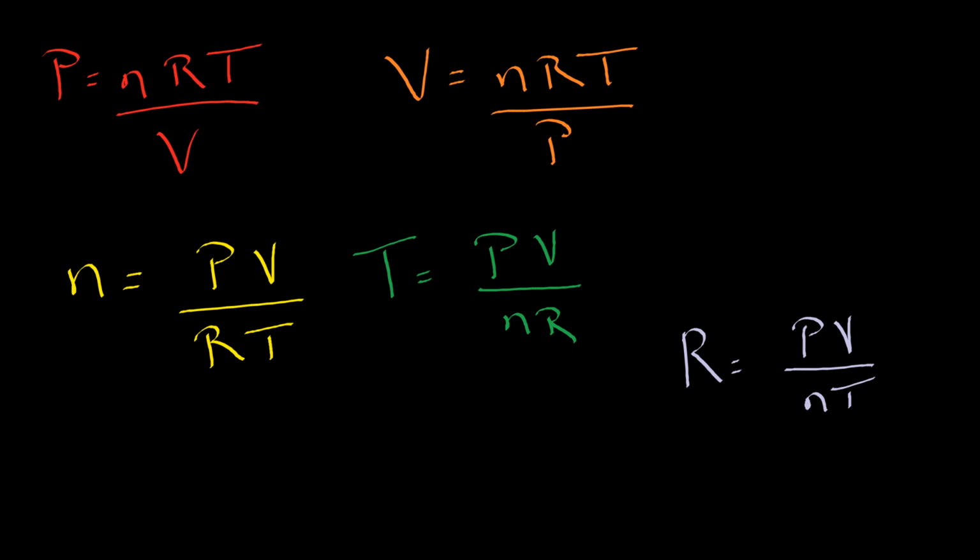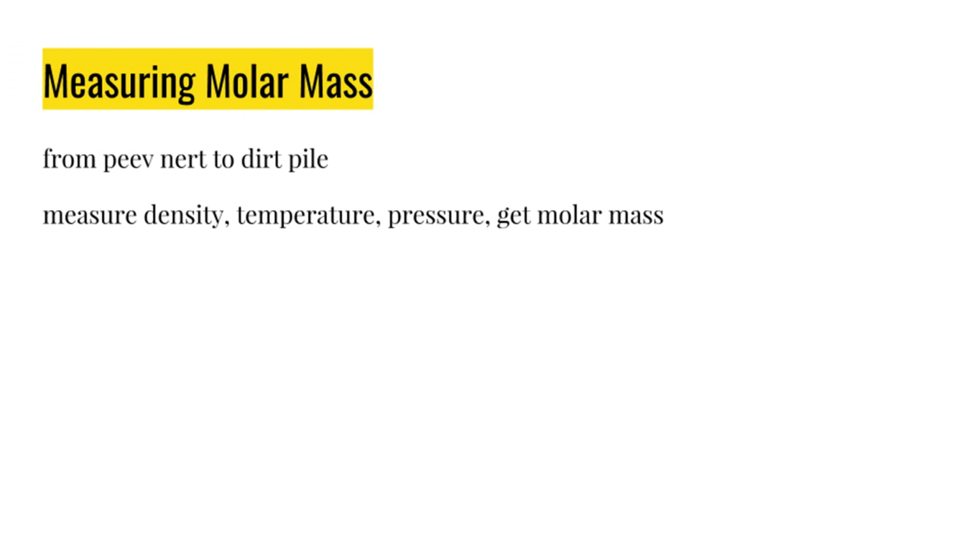But instead of spending a whole lot of time in these lectures on problems like that, we're going to go ahead and move on to molar mass, how you measure molar mass. That's actually surprisingly straightforward. All you have to do is go from PV = nRT to the dirt pile. Yes, I will be explaining that in about 5 seconds.